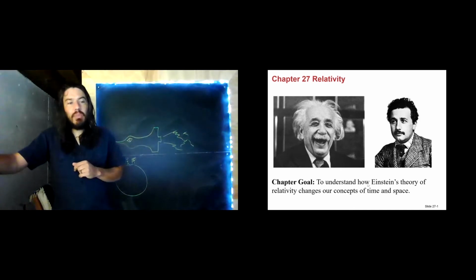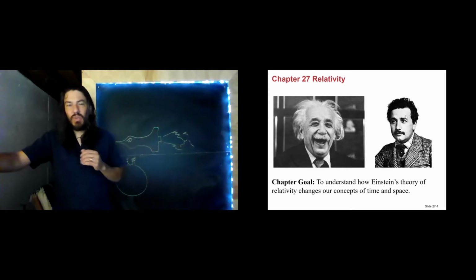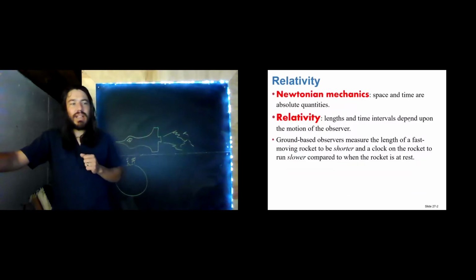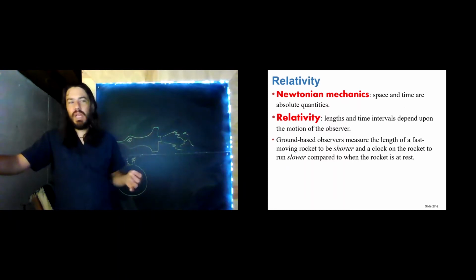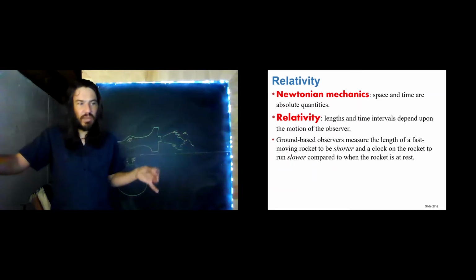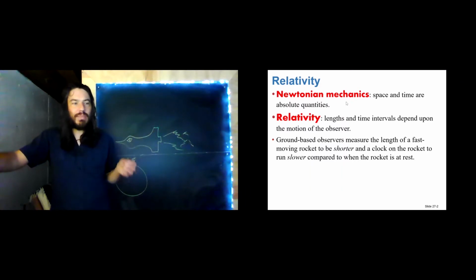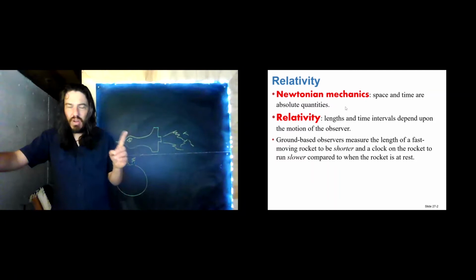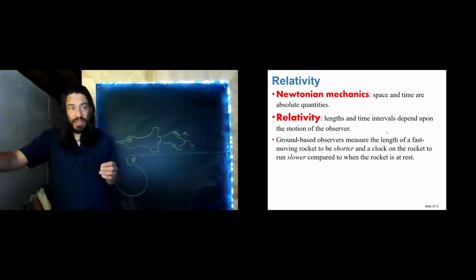So, in order to wrap our brain around how profound Einstein's idea of relativity is, we need to back up a little bit. We need to think about some implied assumptions in the content that we've been learning about so far. In Newtonian mechanics, we assume that space and time are absolute quantities. I'll go into that a bit more in a second. But in the modern theory of relativity, lengths and time intervals depend on the motion of the observer.